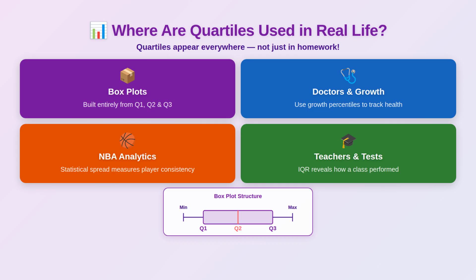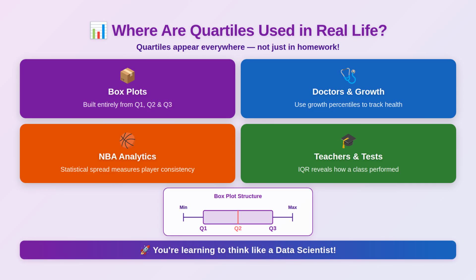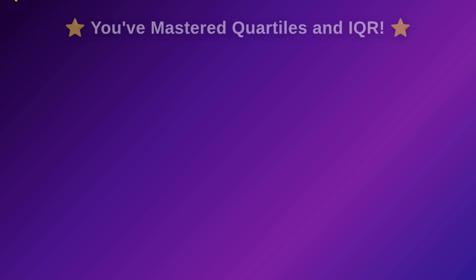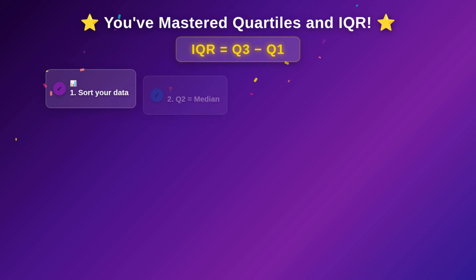Marcus just realized something. Quartiles aren't just a homework topic. They show up everywhere. Box plots, which you'll use in statistics class, are built entirely from Q1, Q2, and Q3. When your doctor checks if you're at a healthy height or weight, they use percentiles, which are related to quartiles. The NBA uses statistical spread to evaluate player consistency. Even your teachers look at IQR to understand how your class performed on a test. You're not just learning math, you're learning to think like a data scientist.